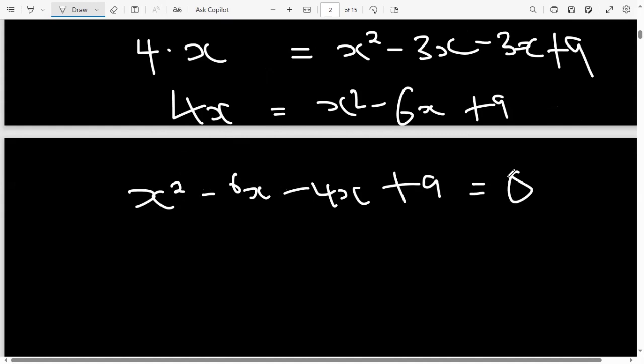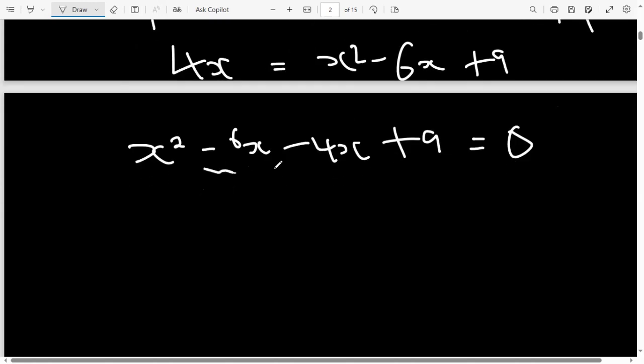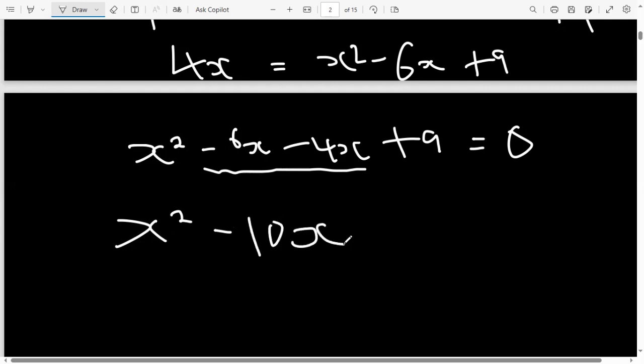Okay, and then from there, what are we going to do? We are going to add these like terms together. So it will be x squared minus, what is 4 minus 6 minus 4? That will be minus 10x, and then plus 9, and then this is giving us a 0.